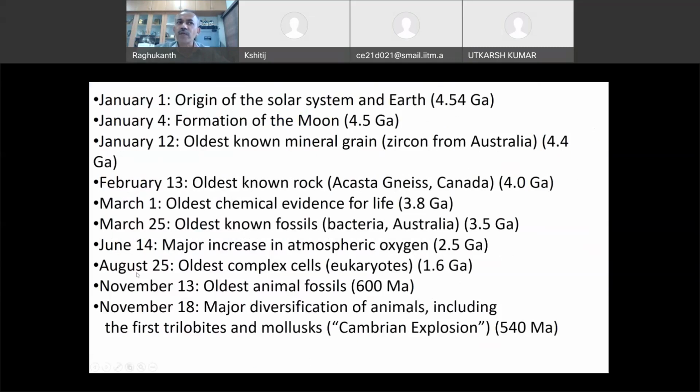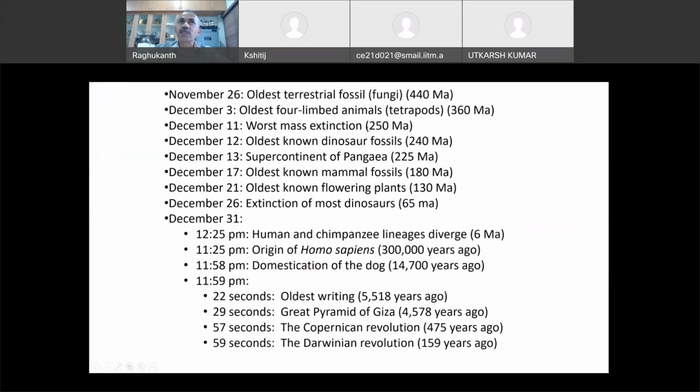Then August 25, say the oldest complex shells. Then November 13, say animal fossils, 600 million years we have. Then the major diversification of animals, the Cambrian explosion, started 540 million years ago. Then November 26th, the oldest terrestrial fossil fungus we saw. Then December 3rd, say tetrapod. Then the worst mass extinction actually, 250 million years ago. So this was the one worst mass extinction that happened. 90% got vanished from Earth itself.